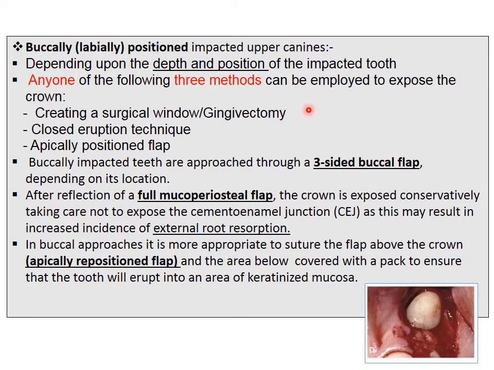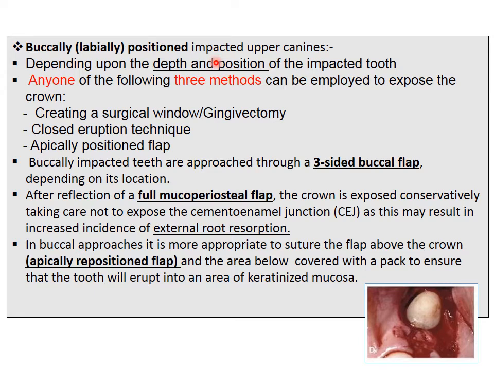What we discussed in the initial slides was the palatal one. For the treatment of such a condition, surgical exposure depends on the depth and the position of the impacted tooth. The impacted tooth on the labial surface may be in the alveolar mucosa, or in the attached mucosa, or sometimes out of the bone, so it depends on the position and the depth of the impacted tooth. Any one of the three following famous methods is used for such a condition.